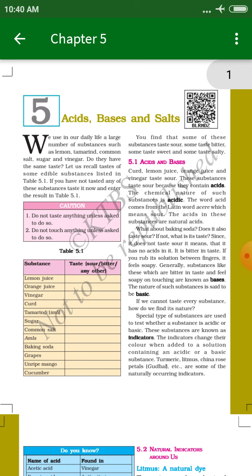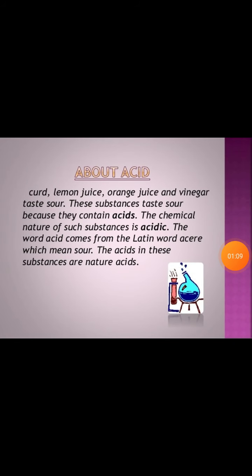First I will show each one neatly and explain it. So this is acid, children. Curd, lemon juice, orange juice, and vinegar taste sour because they contain acids. The chemical nature of such substances is acidic. The word acid comes from the Latin word acere, which means sour.